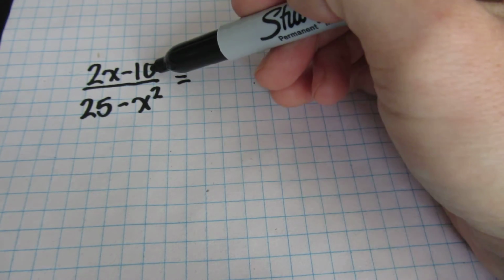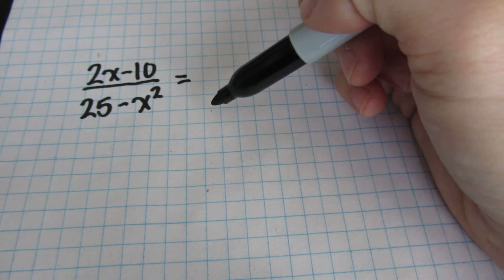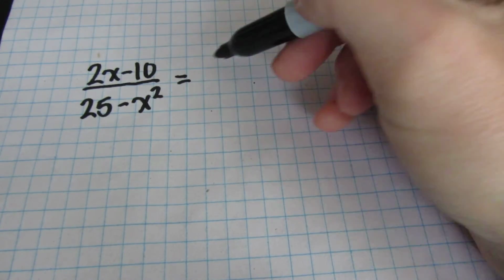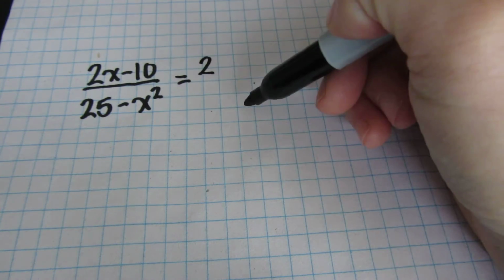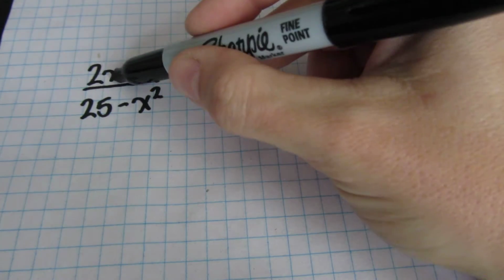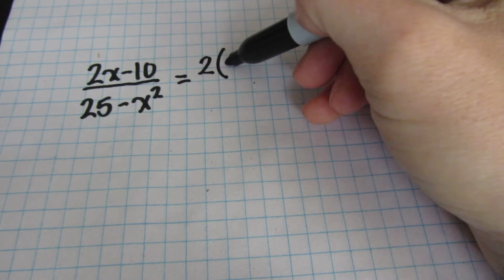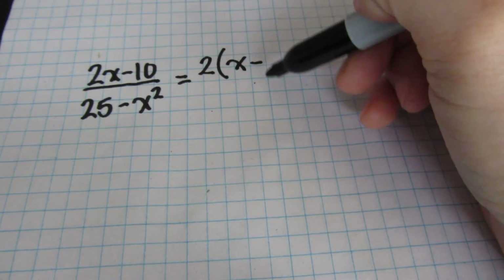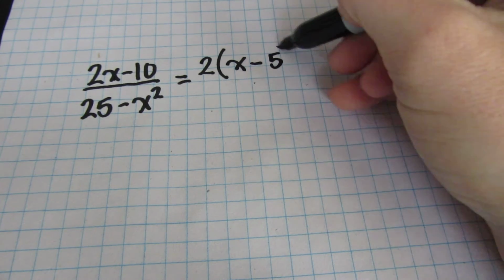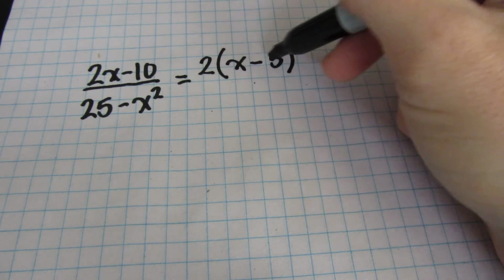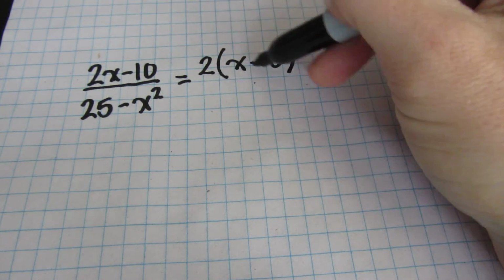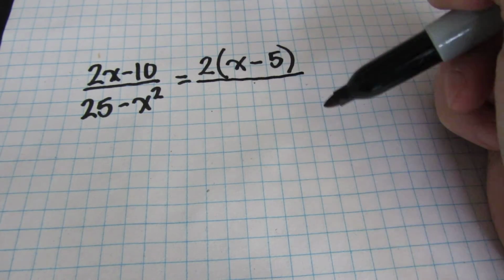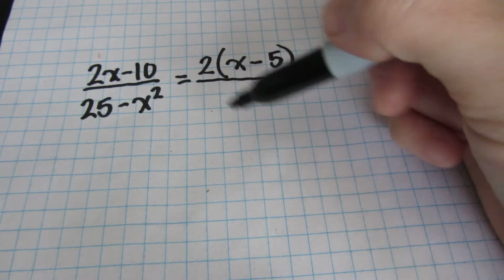It's a binomial, so I want to look for a common factor, the GCF. I notice that between 2x and 10, my GCF is 2, so I'm going to factor that out. 2x divided by 2 is x minus, and 10 divided by 2 is 5. No more common factors can be factored out, so I know that I'm finished. And now I'm going to work on the denominator.